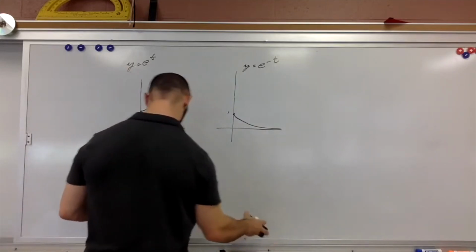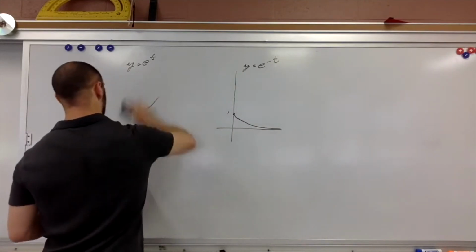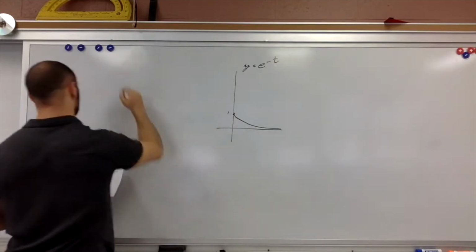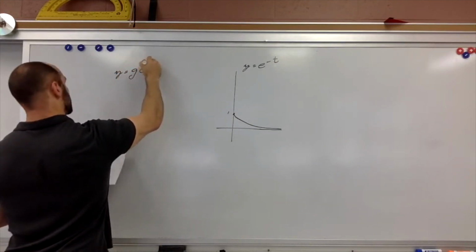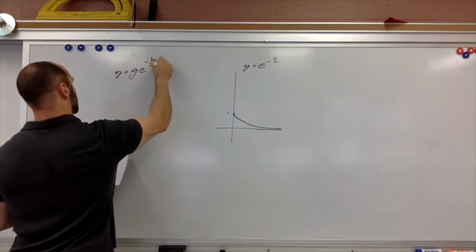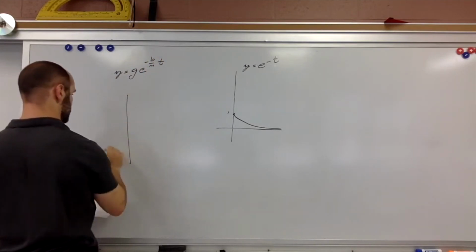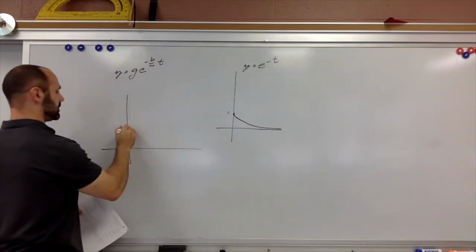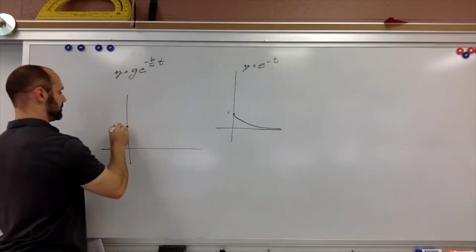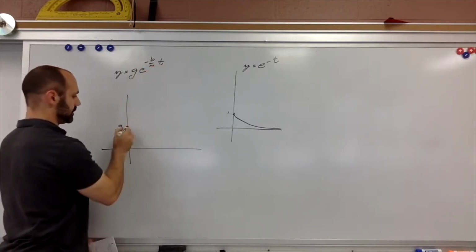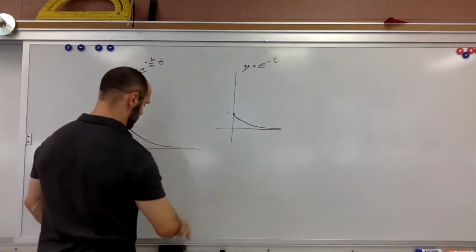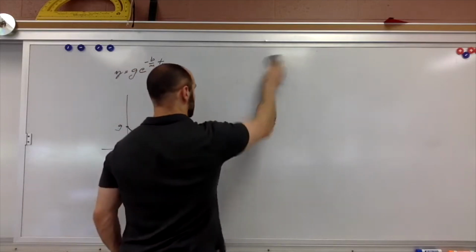So now let's try this next thing. If y equals g e to the negative b over m times t, you're going to see that's going to become very familiar. This, instead of being 1, is going to start at this value of g. Okay, and then this is negative, so it's still going to be going down like this. It's going to be asymptotic to that.